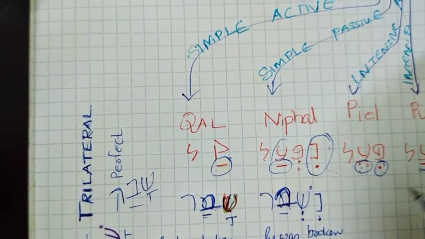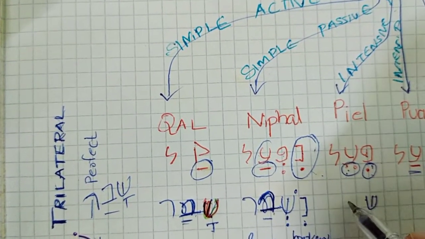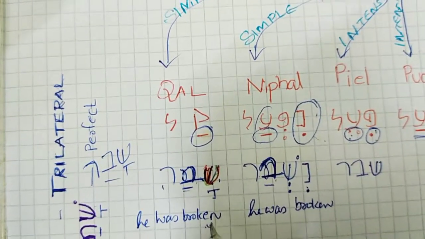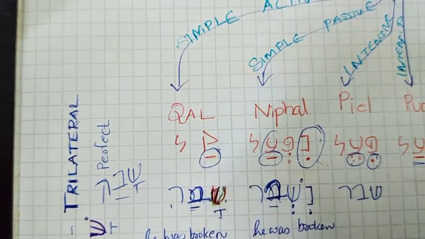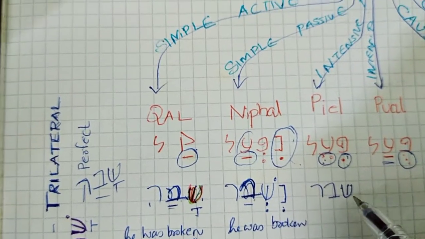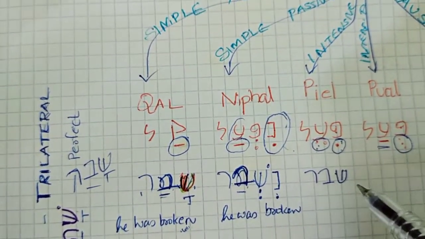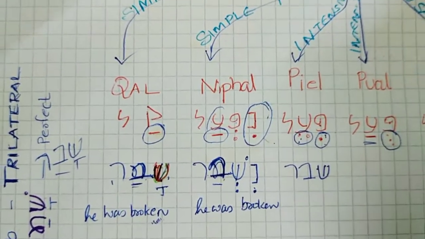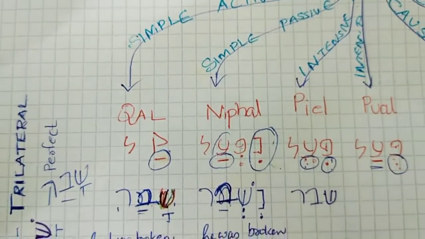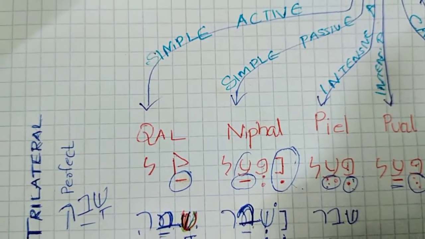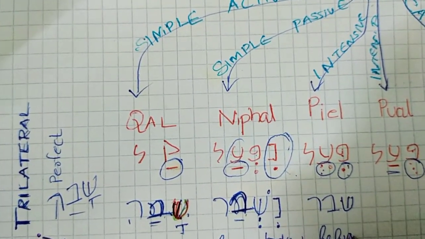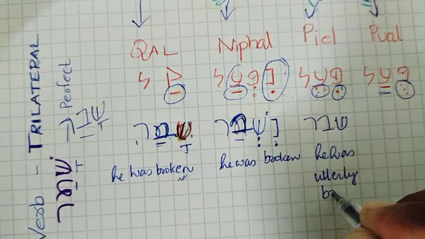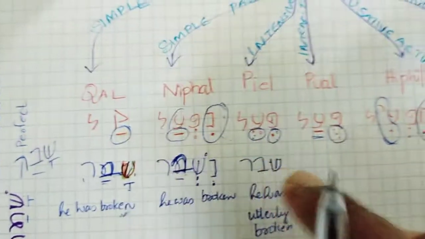Okay. Next one, you are going to add Shabar. Shabar meaning broken. He is broken. So this Shabar is in Piel form. Piel is actually intensive active. The meaning will be he has utterly broken. That means Piel is intensive. Intensive active, so it is he has utterly broken. That is in Piel form.